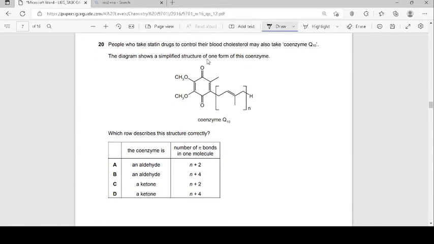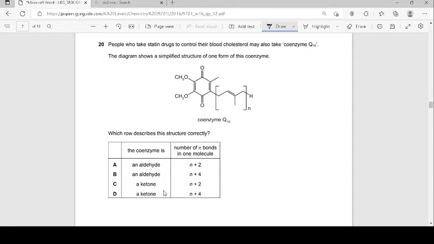People who take statin drugs, I've heard of statin before, although I have not taken biology since grade 10, but I remember doing statin. People who take statin drugs to control their blood cholesterol may also take coenzyme Q10. Now that's one I have not heard of. So maybe bio people know about it. The diagram shows a simplified structure of one form of this coenzyme. Which row describes this structure correctly?